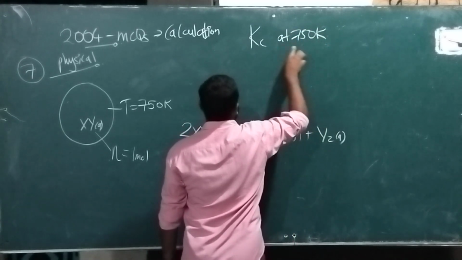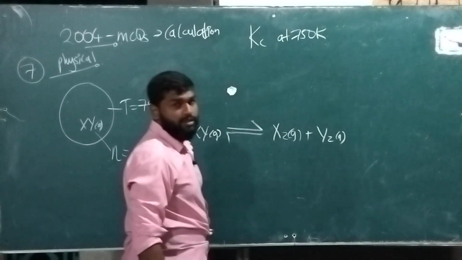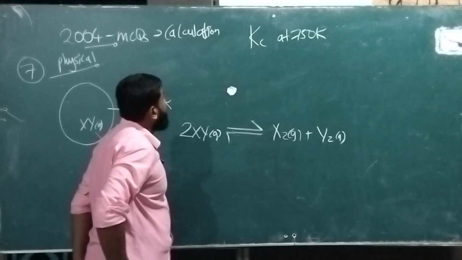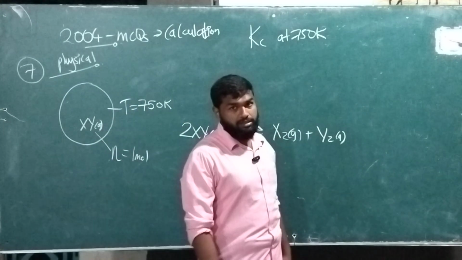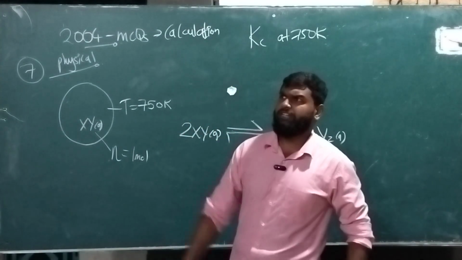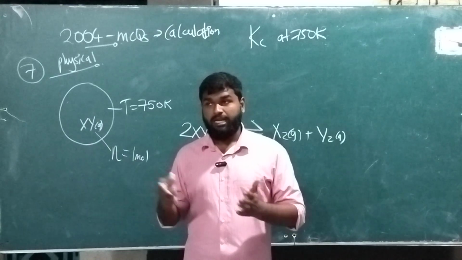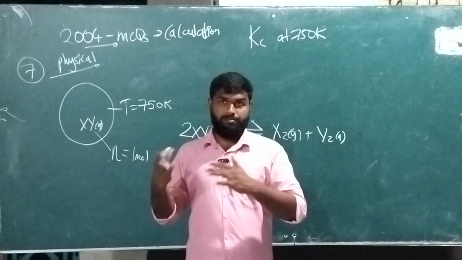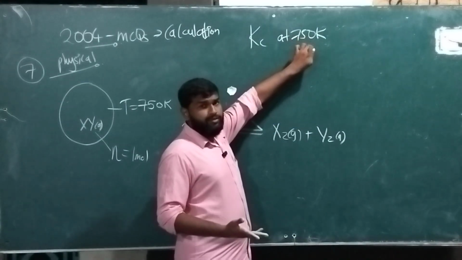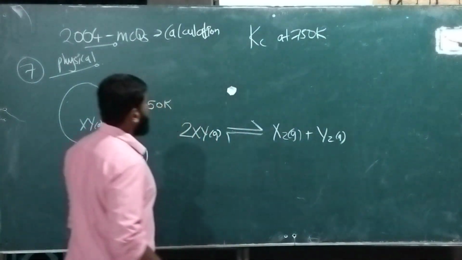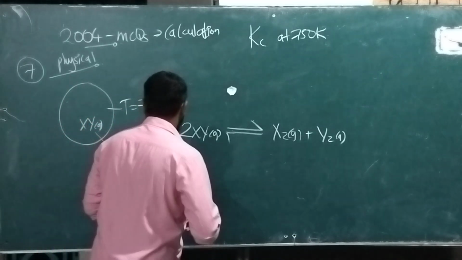You know that Kc depends only on the temperature, not on any other factors. They can ask this in the exam also. They asked in the 2022 MCQ, by doubling the volume, what will happen to the equilibrium constant? Nothing will change. It changes according to the temperature only. So Kc depends only on temperature. Okay, now see here.